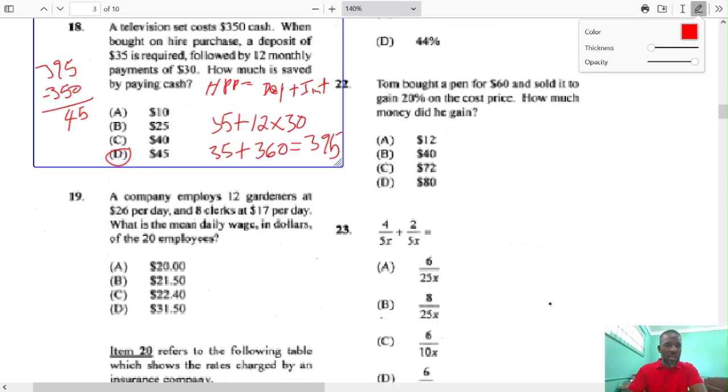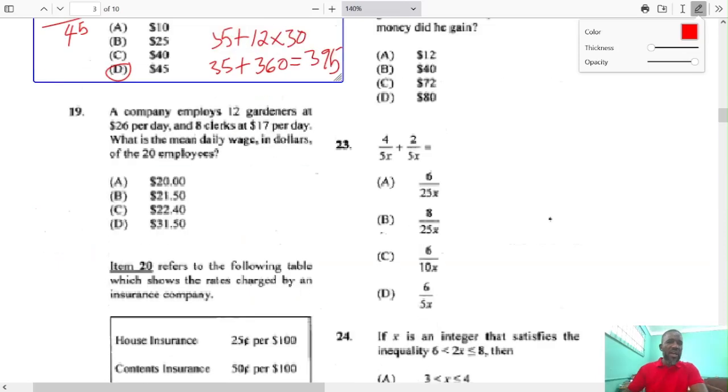Moving on, it says a company employs 12 gardeners at $26 per day and 8 clerks at $17 per day. What is the mean daily wage in dollars for the 20 employees? So first we want to know the total of the wage of the gardeners. So what are we going to do? 26 times 12. 26 times 12, that will give us 312. Well, let's just verify that.